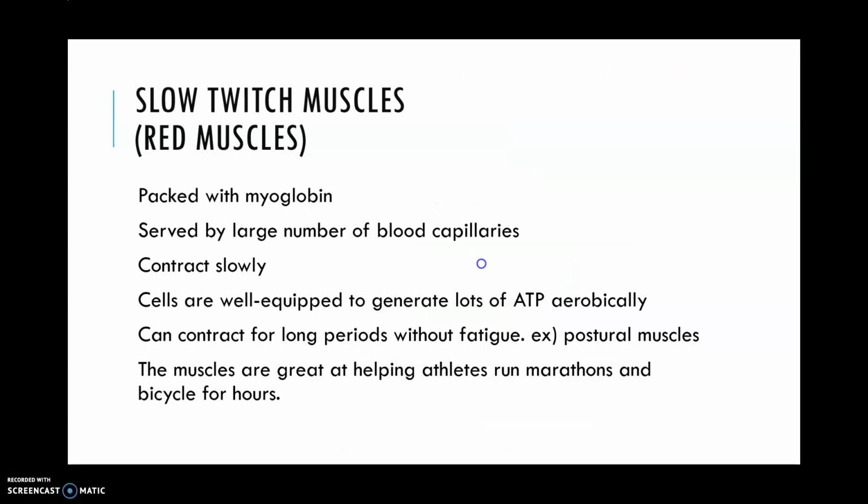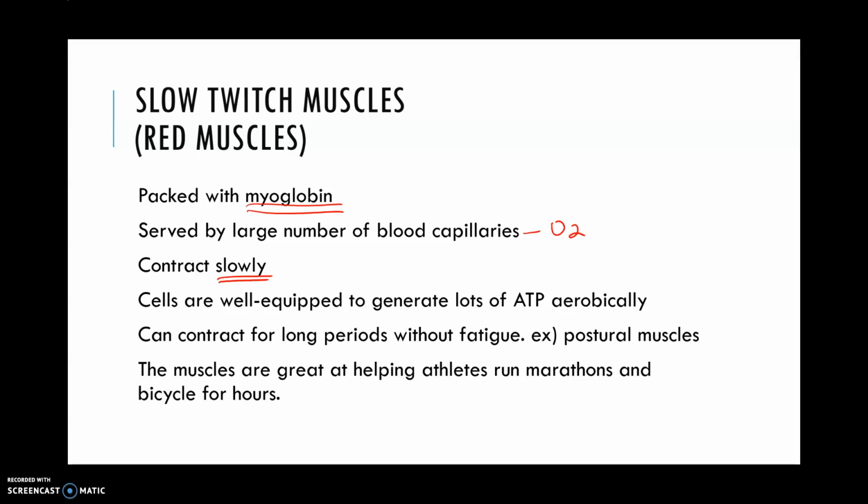So now we're going to talk about some different types of muscles that we're going to see here. So slow twitch muscles or red muscles. These are going to be packed with that myoglobin pigment that's able to hold on to that oxygen. We're going to see a really large number of blood capillaries, which again is going to contribute to that oxygen availability, able to diffuse that gas into our system quickly. We're also going to see they contract slowly, which is why we call them slow twitch muscles.